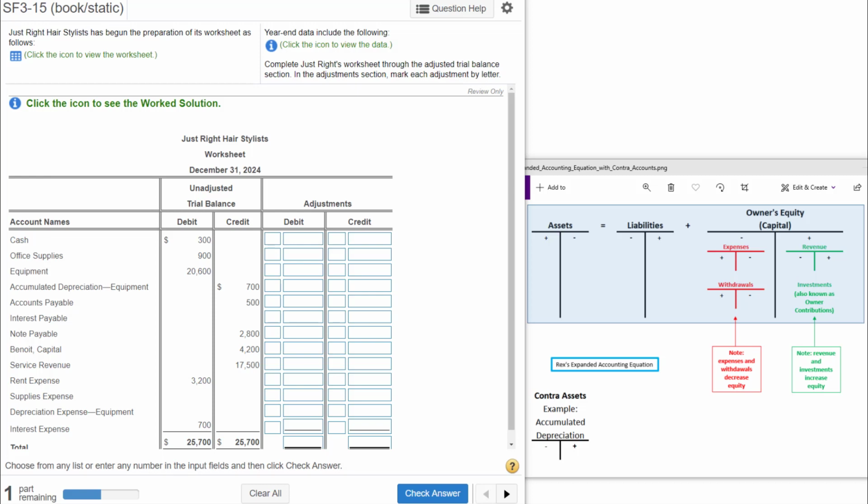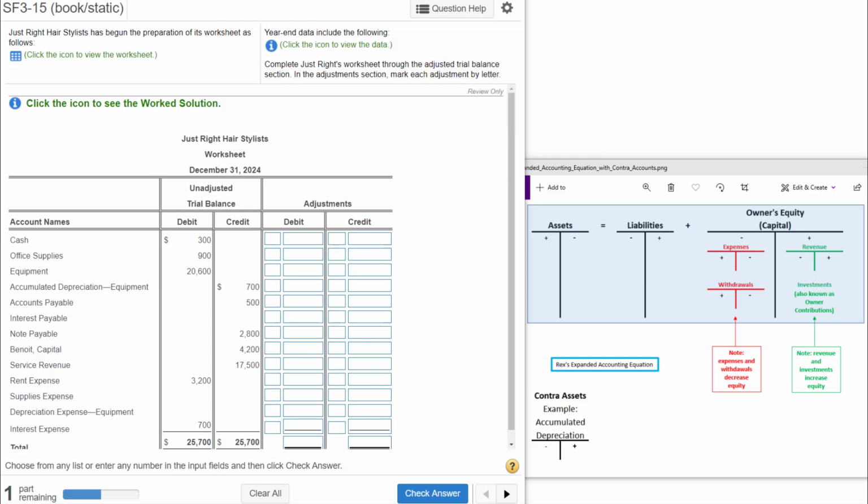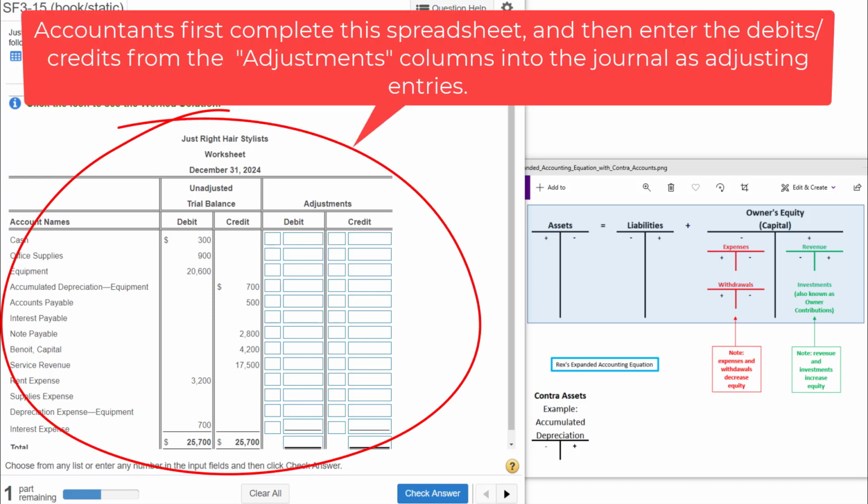Short exercise 3-15. We're going to use the worksheet to create the adjusted trial balance. We can't see the adjusted trial balance columns yet because we need to do the adjustments first. At the end of the accounting period, before they enter the adjusting entries into the journal, the accountants use a spreadsheet to summarize all their adjustments first, and once they're done with the spreadsheet, they will enter the adjustments into the journal.